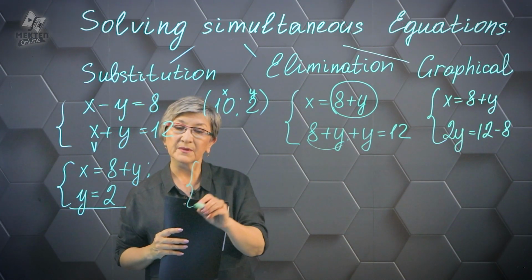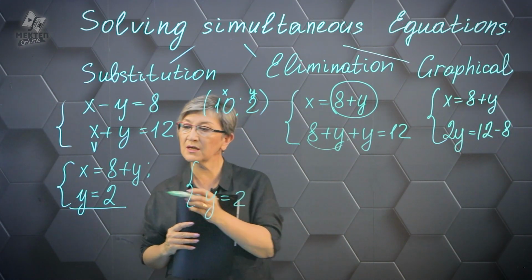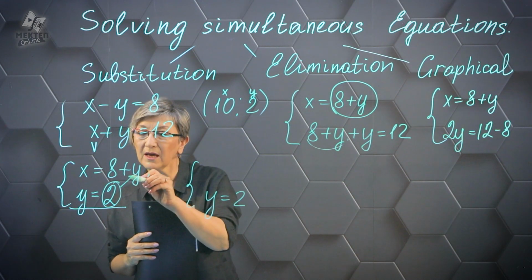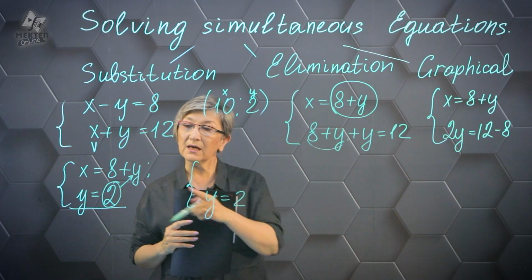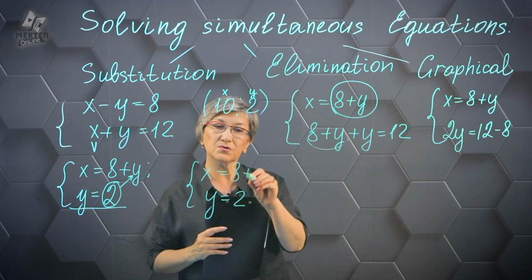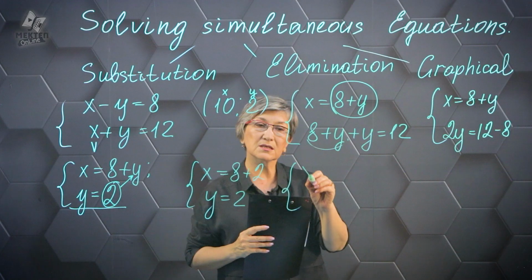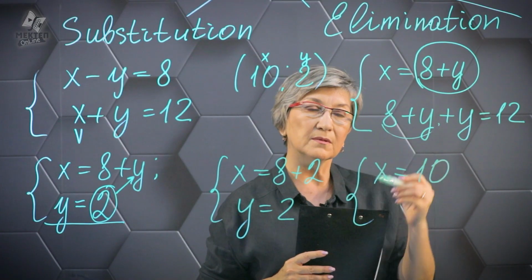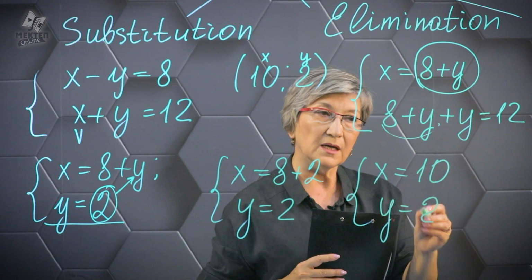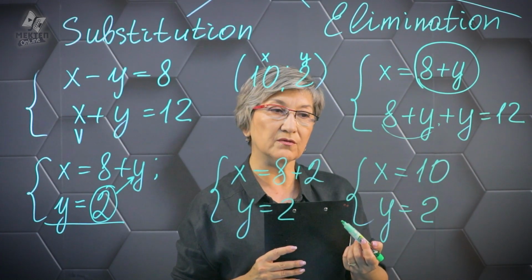Now, since y equals 2, we need to find the value of x. I put that 2 into the first equation, and that's how I find x. X equals 8 plus 2. Notice what we got: x equals 10. And that is the pair of numbers that is the solution to our system.